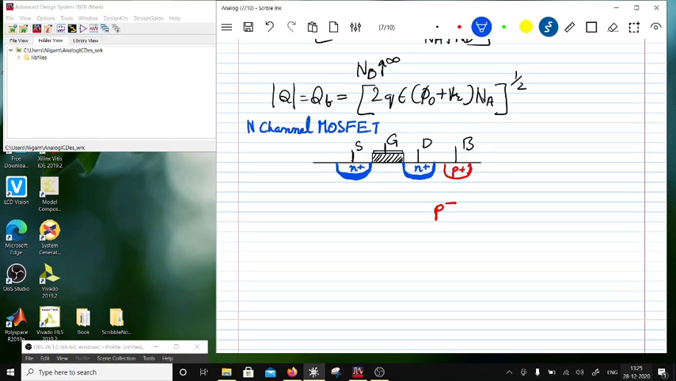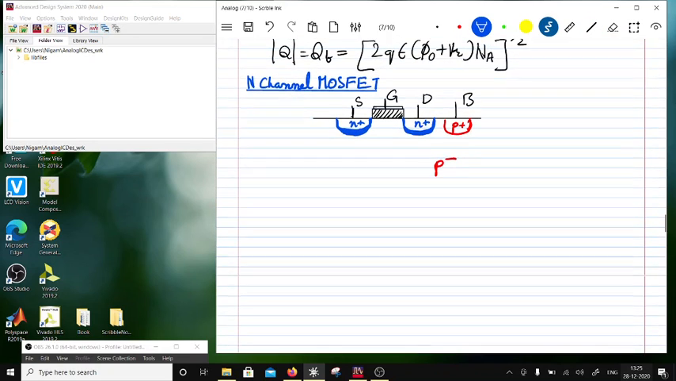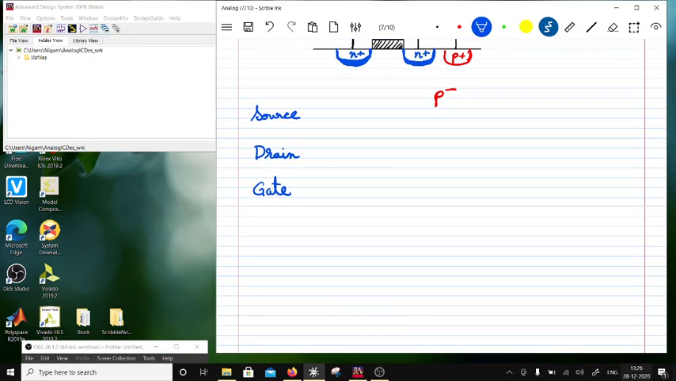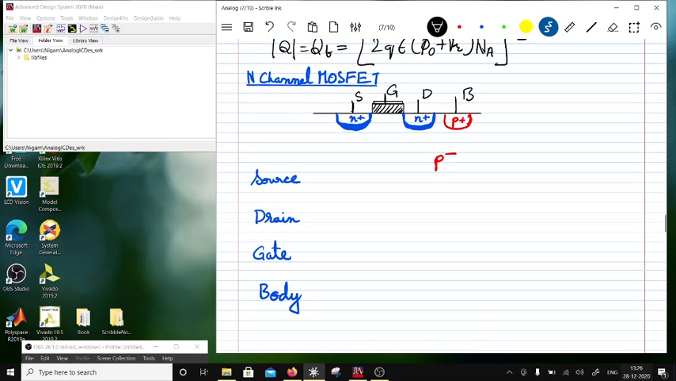Okay, so what do I see here? I see that this MOSFET has got 4 terminals rather than 3 terminals, right? And let's put those 4 terminals: S stands for source, D stands for drain, and then you have got gate, and then you have got the body. Okay, so let's see what each one does.